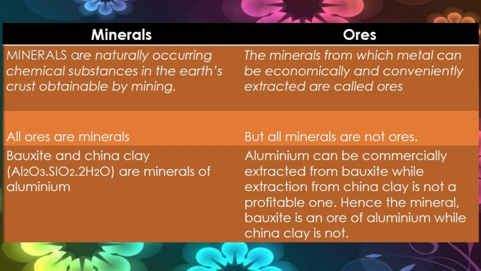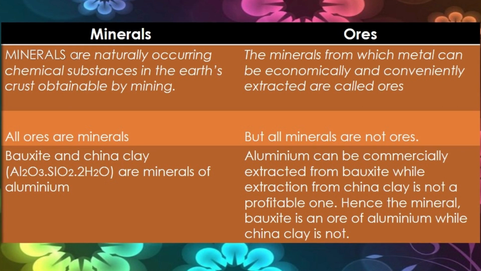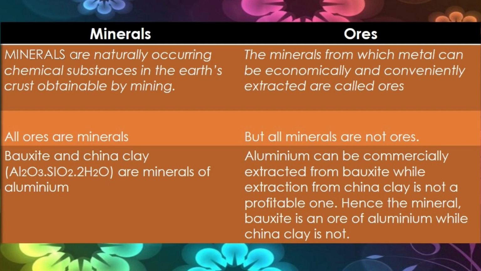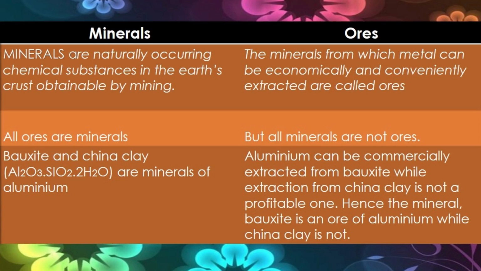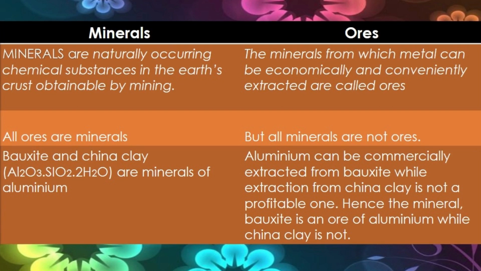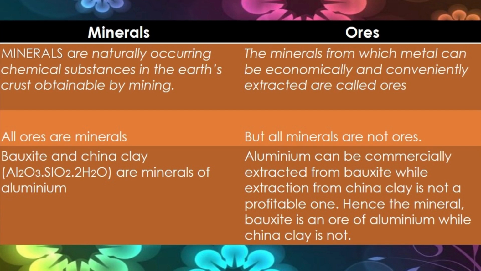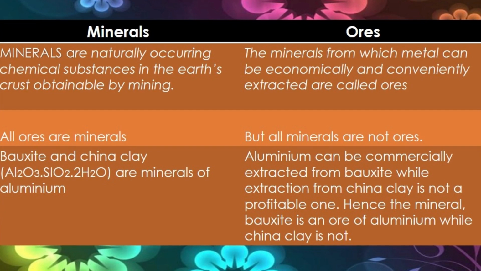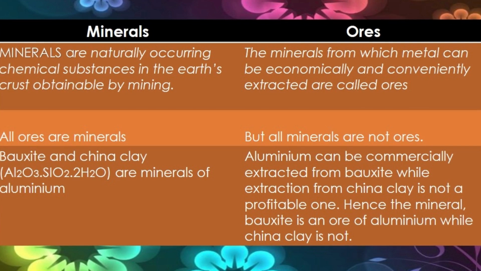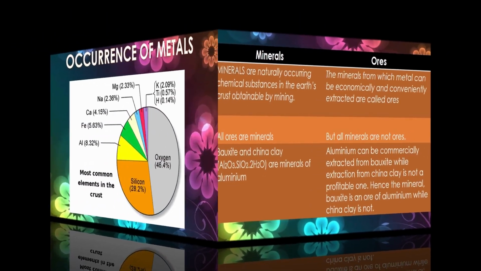Aluminium is available in the earth crust in the form of bauxite as well as china clay. But aluminium can be profitably extracted only from bauxite and not from china clay. So bauxite is called an ore of aluminium, whereas china clay cannot be called an ore of aluminium.